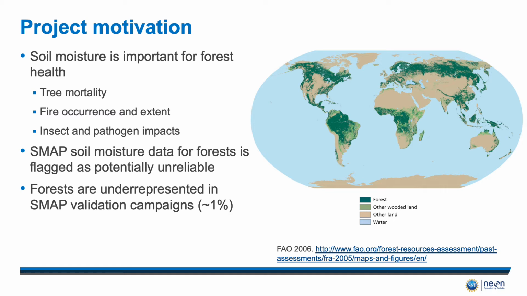In the most recent campaign, they only accounted for about 1% of sites, despite the fact that forests occupy about 20 to 30% of the land surface. So we really don't know how well SMAP is performing in forests.